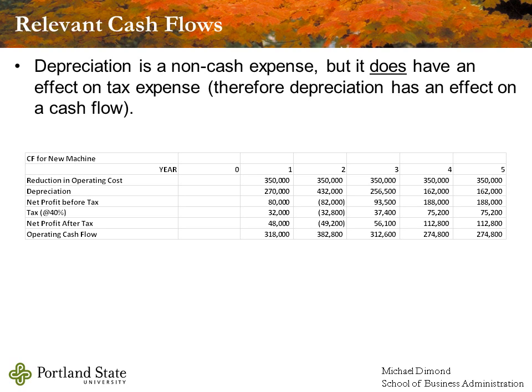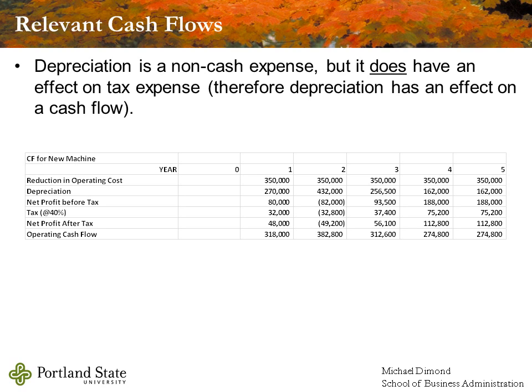So what we're going to do now is build a sort of a table that's going to tell us what the cash flow is for the new machine, the cash flow for the proposed project. For each of the 5 years, we're going to have a reduction in operating costs of $350,000. And we're going to have a depreciation expense, which we figured out when we were working with our MACRS table. The $270,000 is what we got for that first year of 20%. The second year depreciation was 32%, and we got $432,000, and so on and so forth.